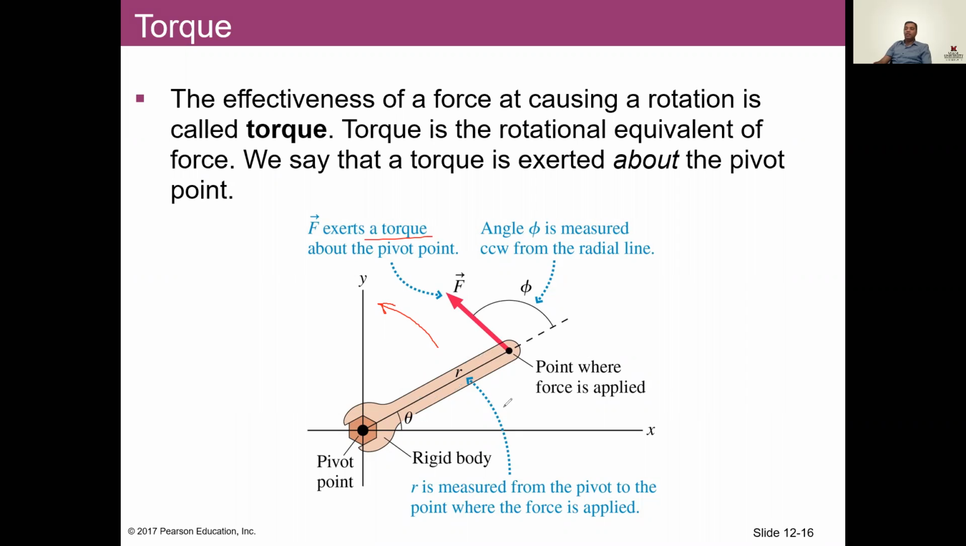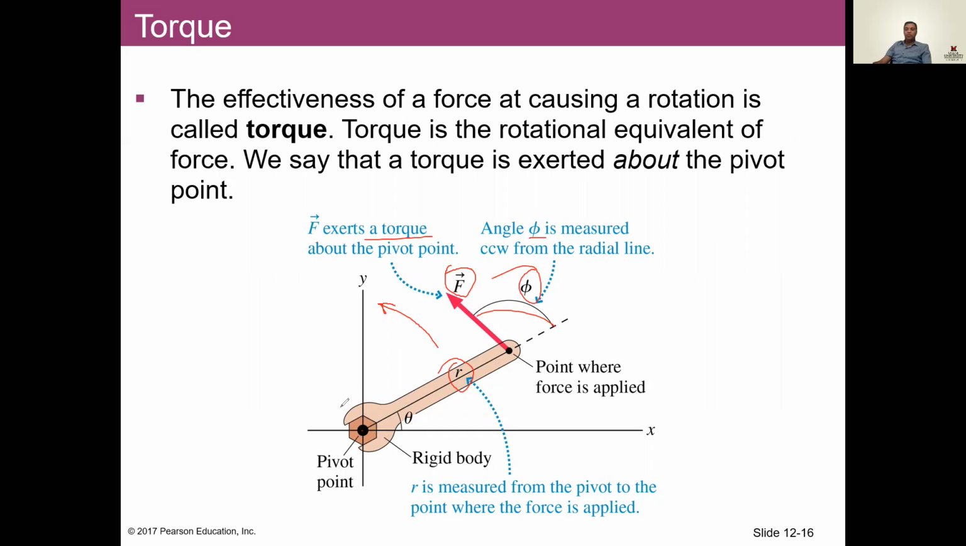Now the torque basically depends on several things. Number one is the amount of the force that you are applying, but also at what angle you're applying this force, okay. So the angle phi is measured counterclockwise from the radial line. That's one of the factors. The force magnitude is the second one. And the third factor is basically where you're applying this force, okay. So if this is the center of rotation, how far from that center of rotation or the axis of rotation you are applying this force. So R. So these are the three quantities on which the torque will depend.